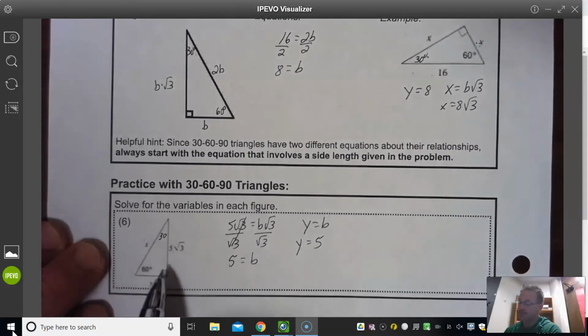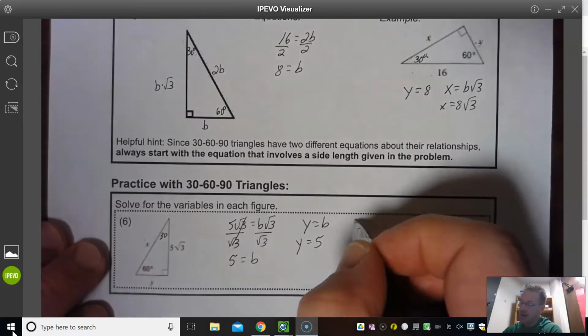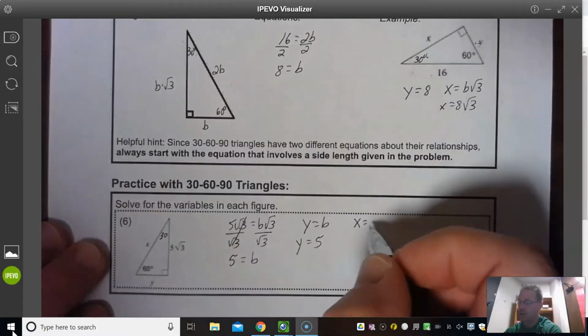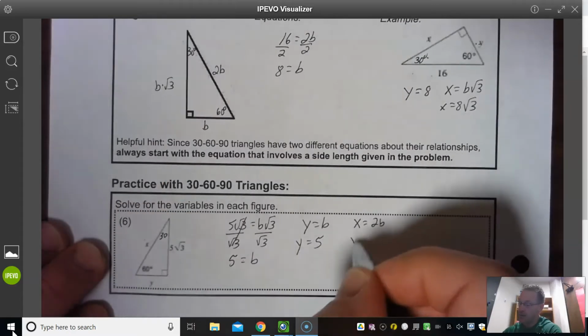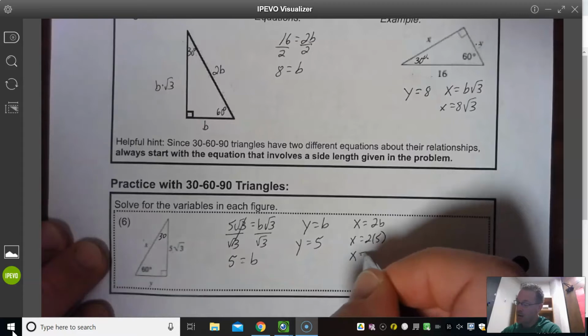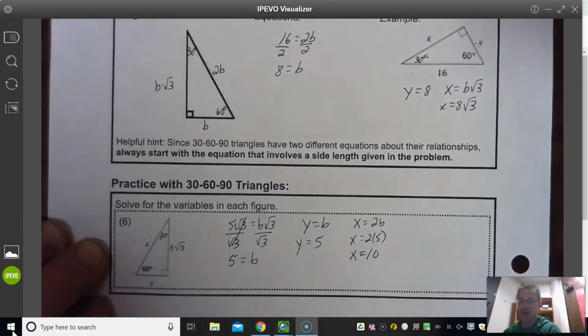Now, X is the side opposite the right angle. That means it's the hypotenuse. So X has to be 2B. Well, B is 5, so X has to equal 2 times 5. So X is equal to 10.